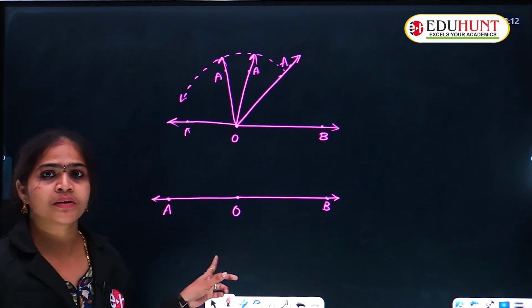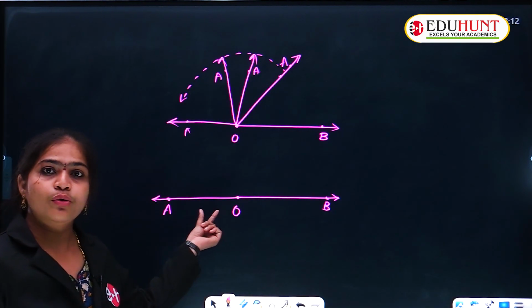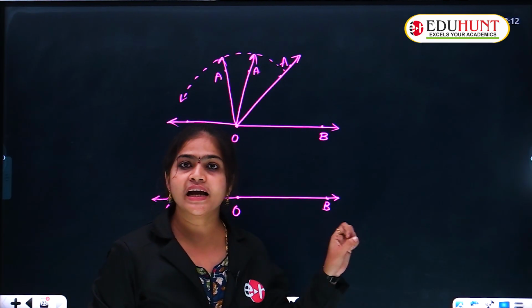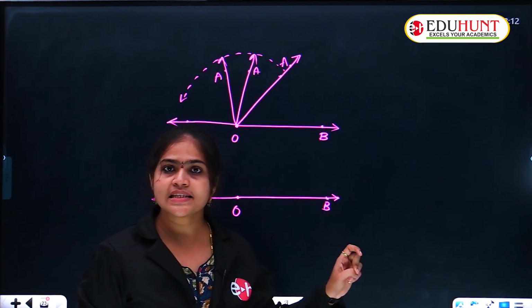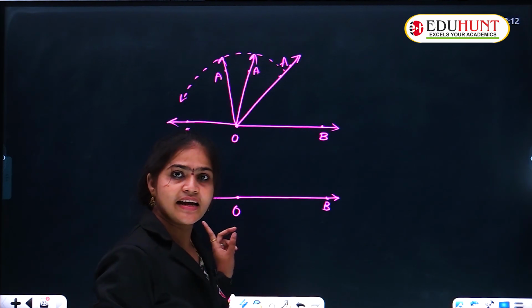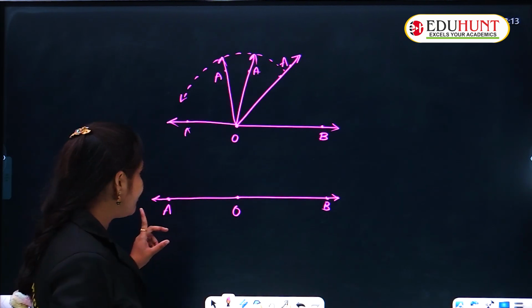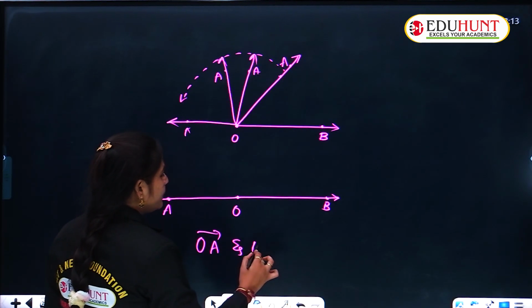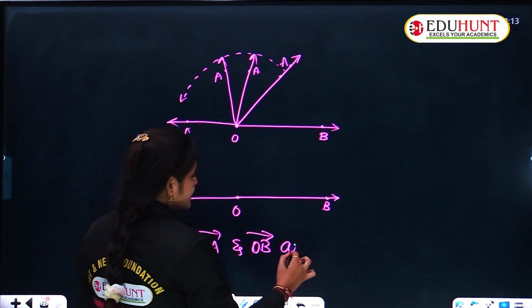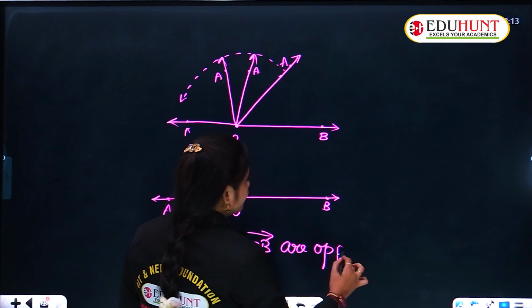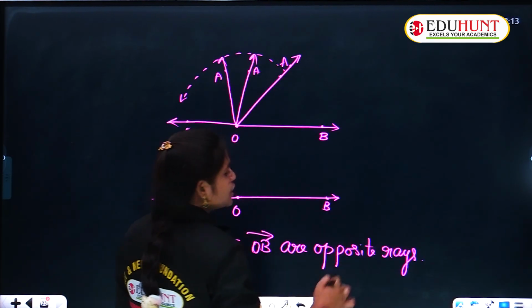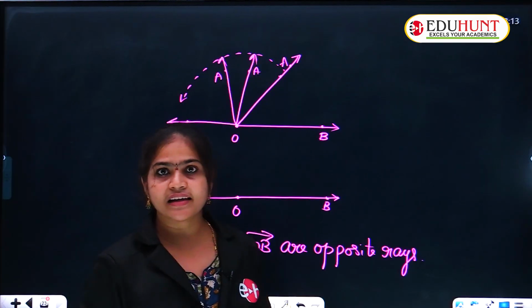Now what can we say here? Here OA and OB form a straight line. OA and OB are two rays, and those two rays form a straight line. In the same way, we can say that OA and OB are opposite rays. Children, did you understand about the angle here?